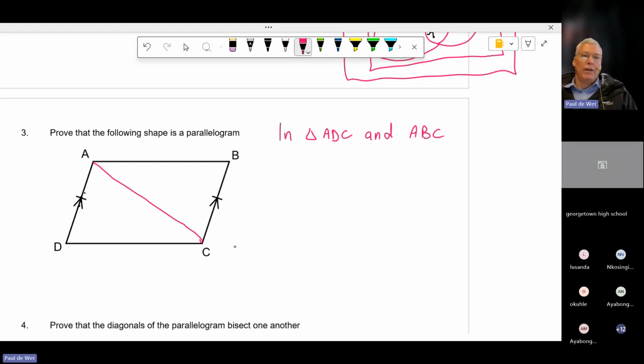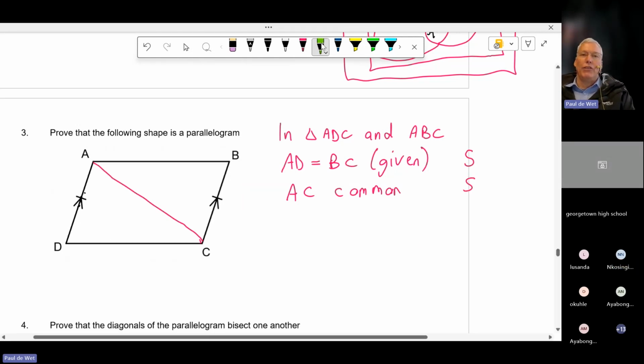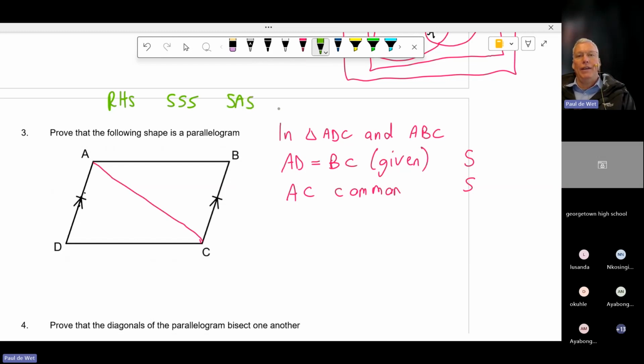What do we know so far? Can anyone tell me anything that we know that's equal in those two triangles? We know that AD is equal to BC, and the reason for that is it's given. We also know that AC is common. So far I've got a side and another side. Let's remind ourselves of the tests: right angle hypotenuse side, side side side, side angle side, and angle side.